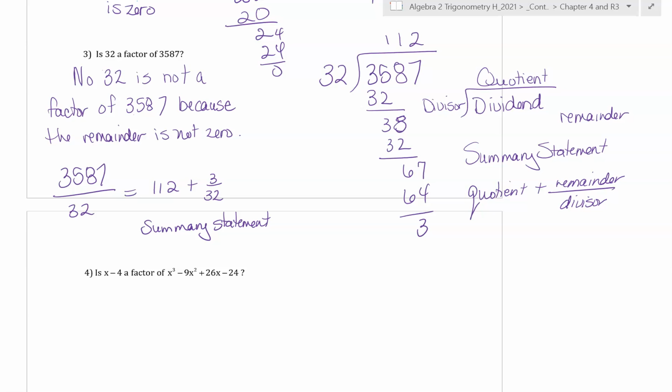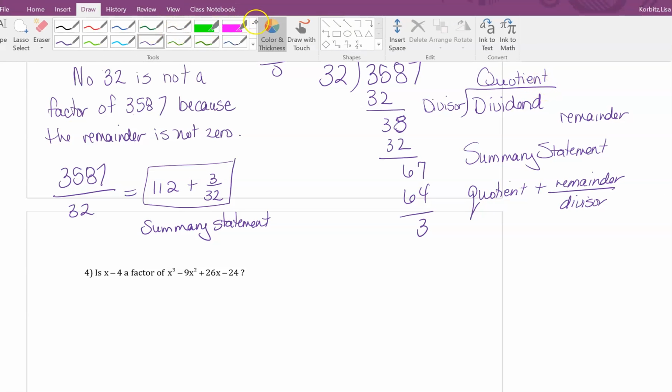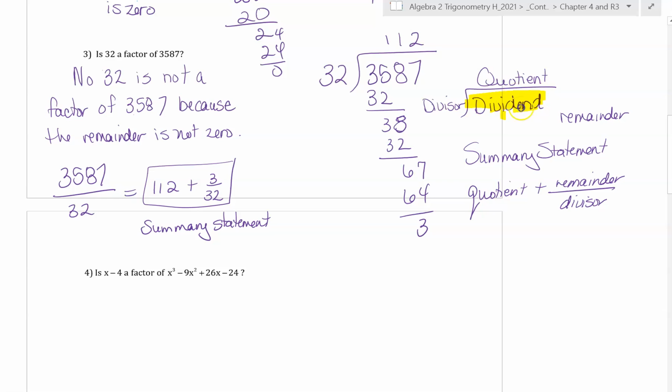And so here is our summary statement: the quotient 112 plus the remainder over the divisor. So 3587 divided by 32 is equal to 112 plus 3 over 32. Again, we have a dividend and a divisor. The answer is the quotient. We have a remainder, and your summary statement is the quotient plus the remainder over the divisor.